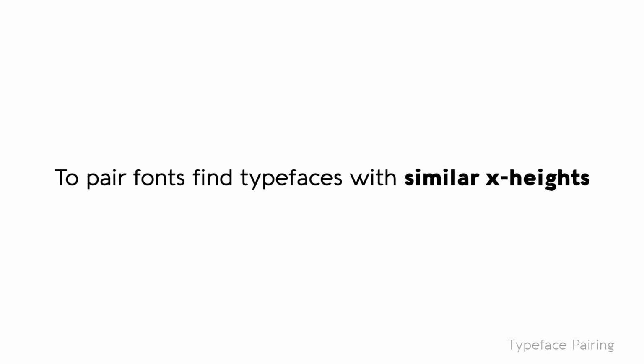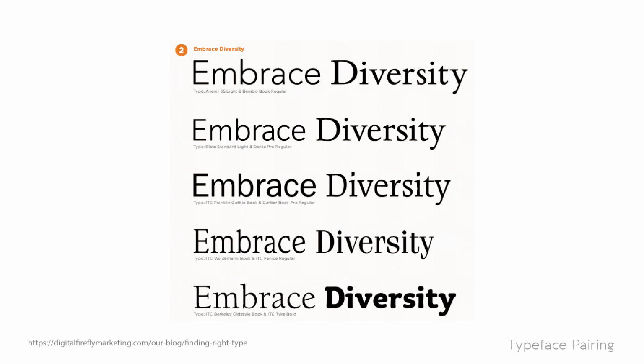An objective way to see if fonts will pair is to try to find typefaces with similar X heights and widths. This makes sure that they are proportionally similar and don't look odd. These examples illustrate this. As you can see, these font pairs look good when combined because their proportions match.